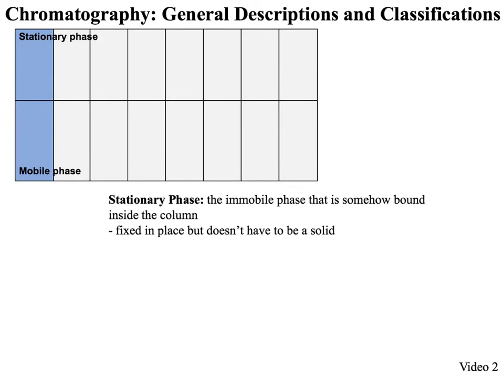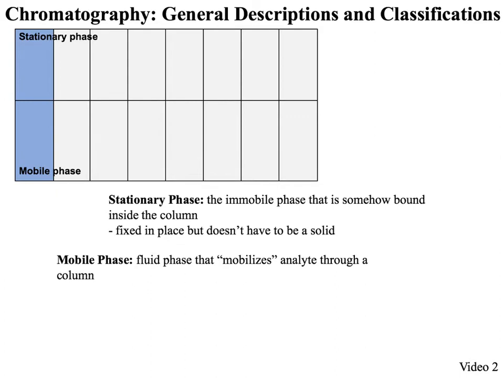Let's start with some definitions and some general classifications. First, let's define the stationary phase, which can be said as the immobile phase that's somehow bound to the inside of the column. An important thing to note here is that it doesn't have to be a solid as long as it is fixed in place inside the column.